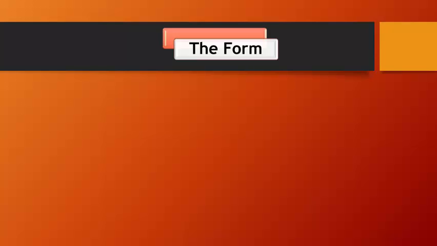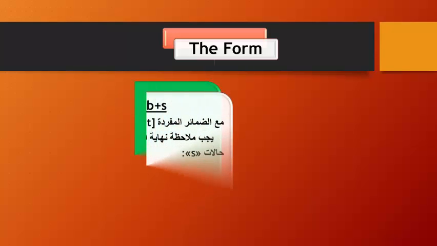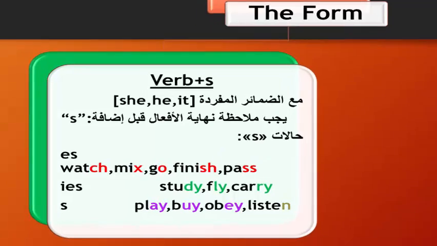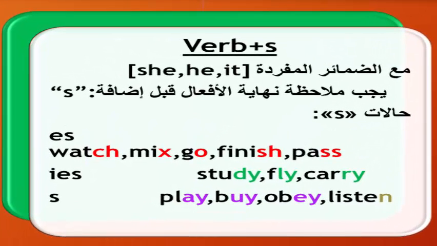Let's start. Let's talk about the form of the present simple tense. First, we know that the verbs in present simple tense take S with singular subject pronouns such as she, he, or it. But before adding S to the verb, we should notice the end of the verb. If the verbs end with CH, X, O, SH, or double S, we should add ES.